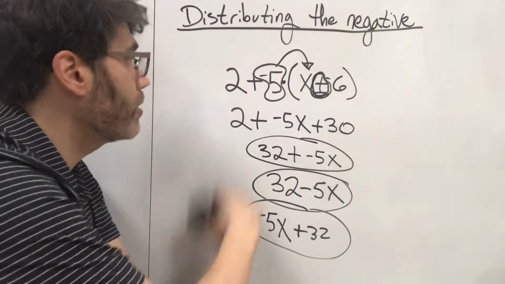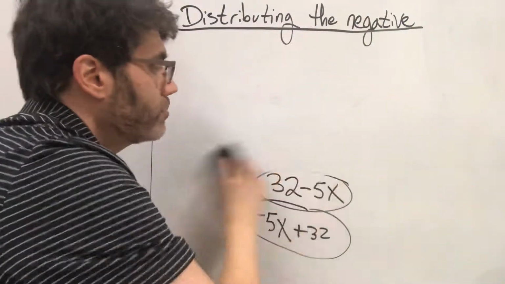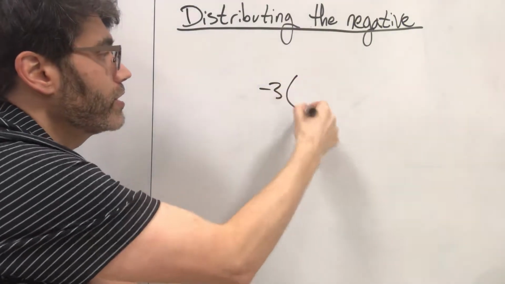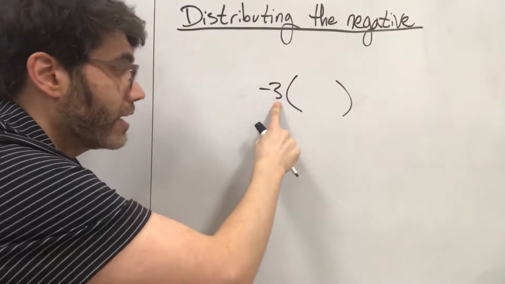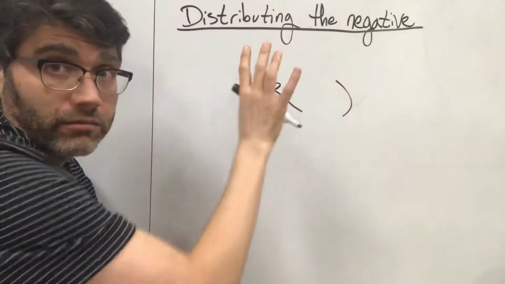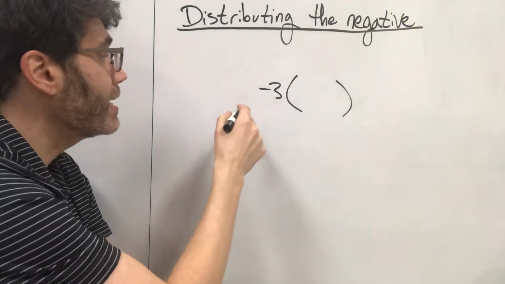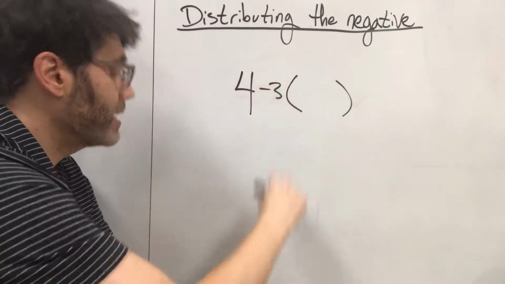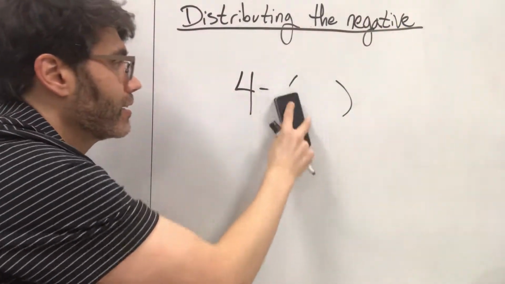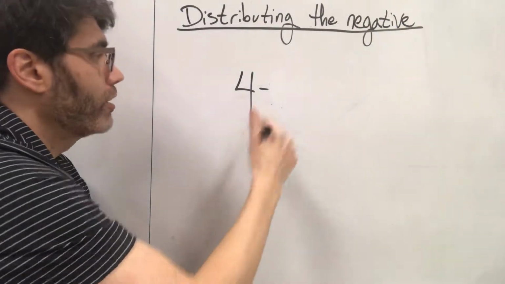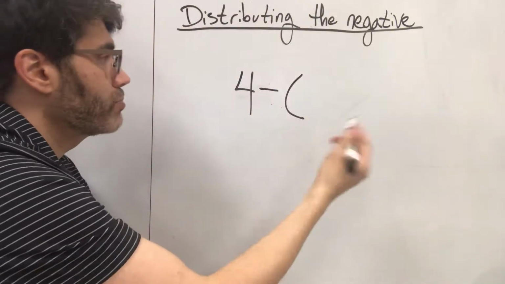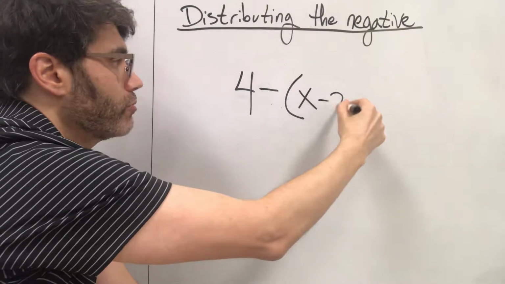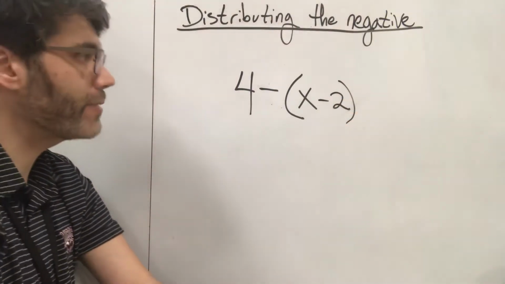So let's continue on with distributing the negative. Now, in that case, distributing the negative was very visible. It was like an actual number times things inside, okay? But what if it was something that looked like this? 4 minus, and then just parentheses, say x minus, I don't know, 2. Let's say we had this.